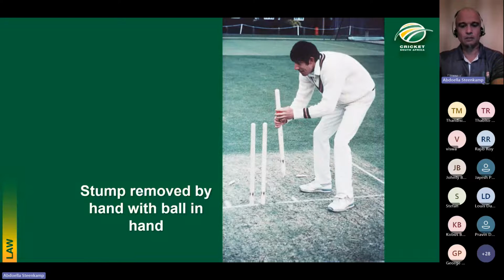So if the bails are down, and how to correctly then break the wicket, you need to remove a stump with the stump and the ball, like in this picture. This is how you legally break the wicket if the bails are off. So you need to remove the stump with the ball in the hand, not the stump in one hand and the ball in the other hand.